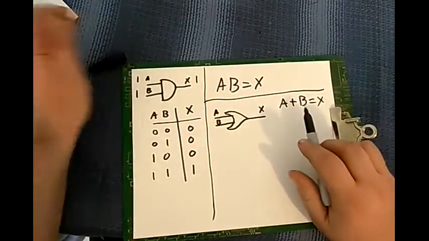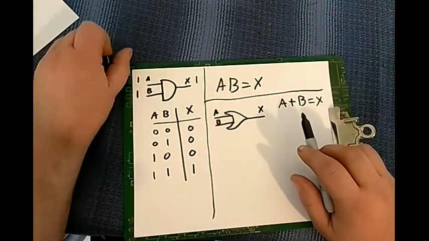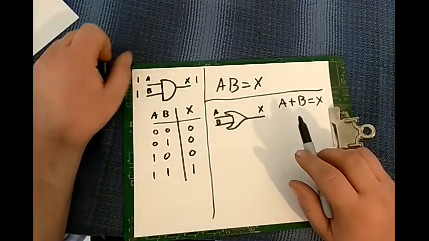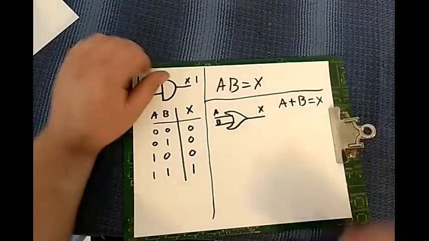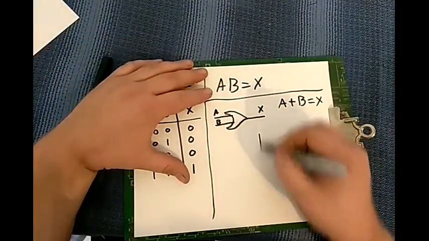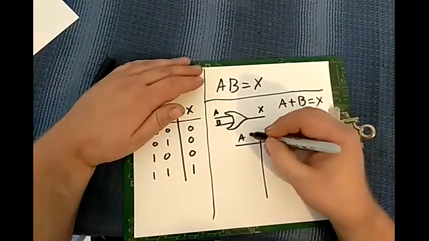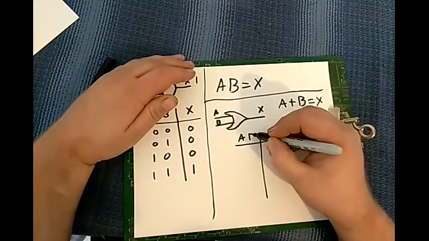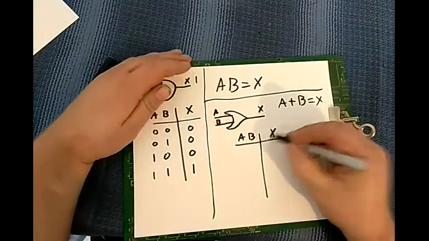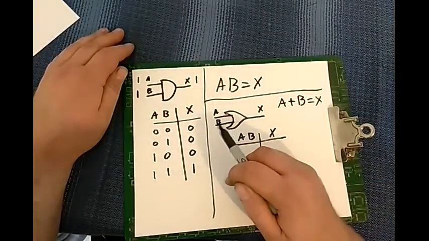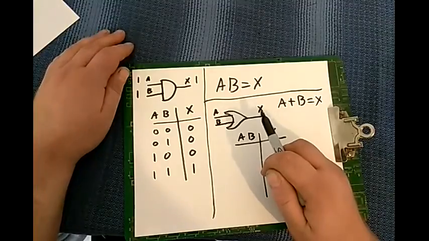You don't need to know this, but it might help you out to learn these things in the future, especially if you're going to do any circuit board repair. You're going to have to know your gates. But, okay, the truth table for that would be, let's say A, let's say B, and X, just like this over here, because you have two inputs, A and B, and one output, which is your X.